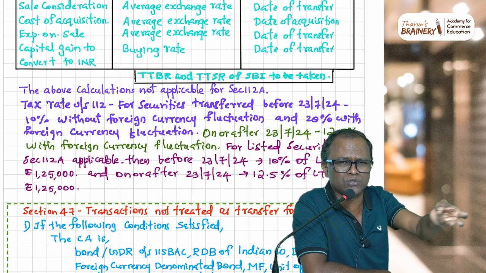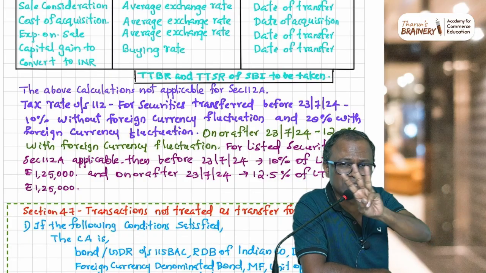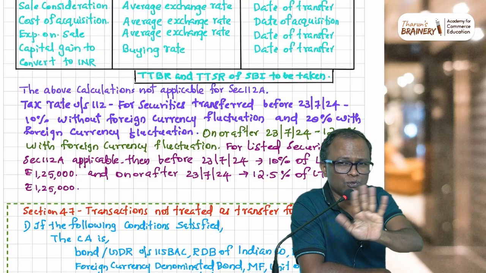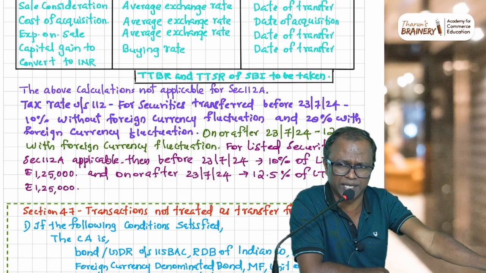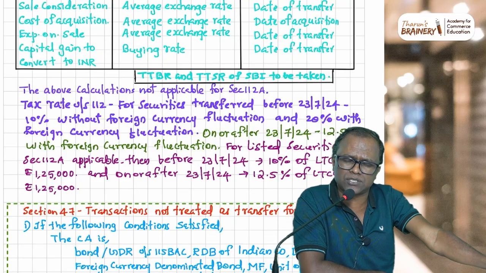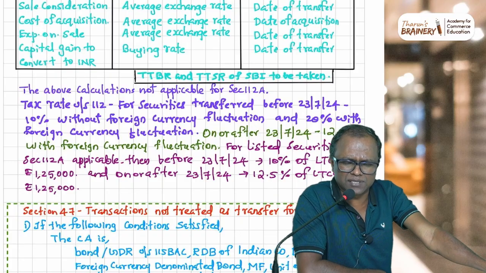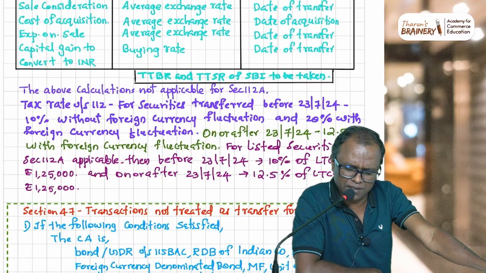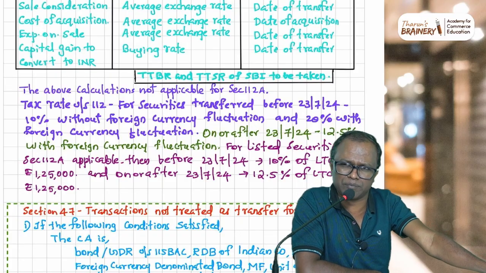That's Bitcoin, all those things, right? It will be taxable at a flat rate of 30%. Against that tax, you won't get the rebate under section 87A. But long-term capital gain, short-term capital gain, 111A, if you are a resident, you can claim the rebate. But 112A, you won't get the rebate.